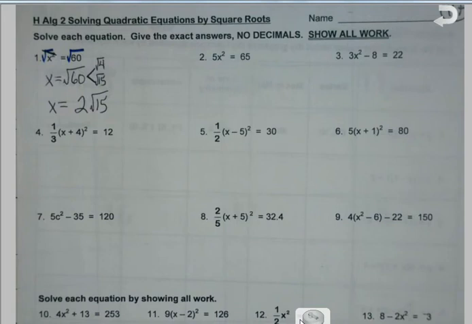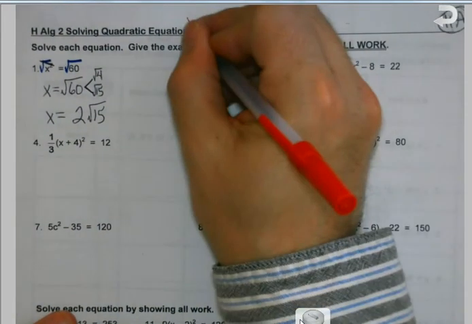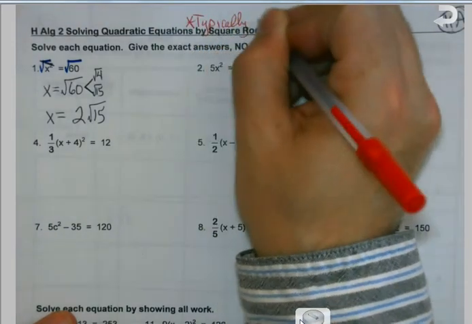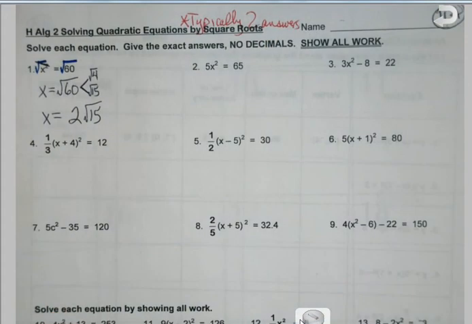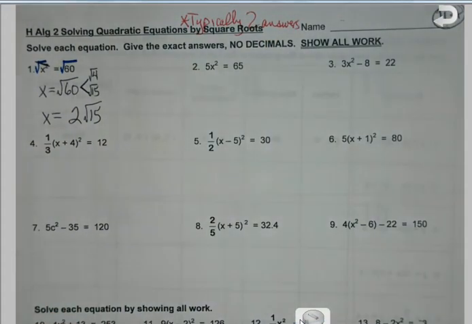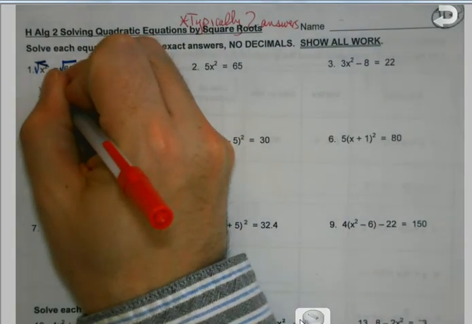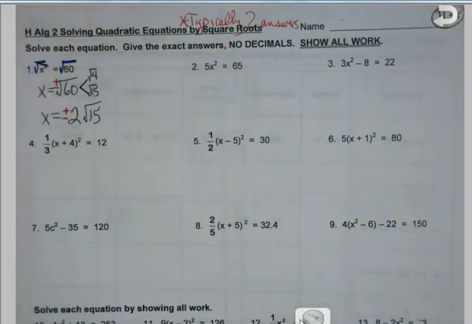When you have an x squared, when you have a quadratic, typically, almost always, that's why I'm going to say typically instead, you're going to get two answers. You're like, well, how am I going to get two answers here? Because whenever you take the square root, what's going to happen is you're going to have plus minus in front of your value.